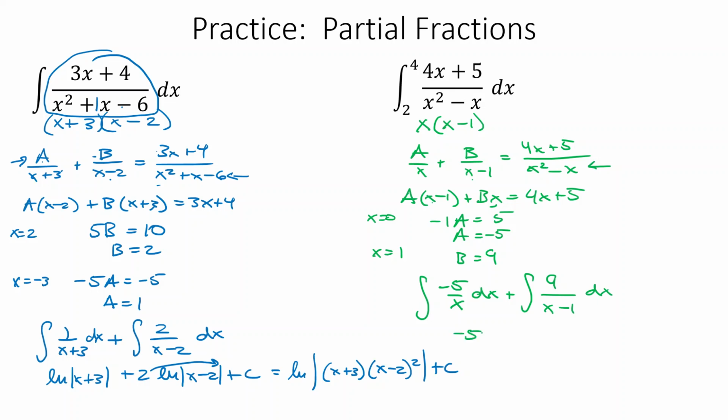So this is negative 5 ln of the absolute value of x plus 9 ln of the absolute value of x minus 1, plus c. And we can bring these in as exponents and then put them together if we want. Again, we don't always have to do that. I just like practicing exponent rules and log rules. So it's going to be (x minus 1) to the 9th over x to the 5th, plus c.